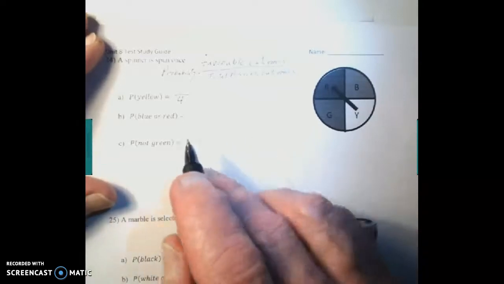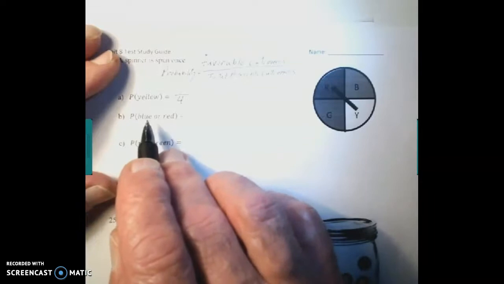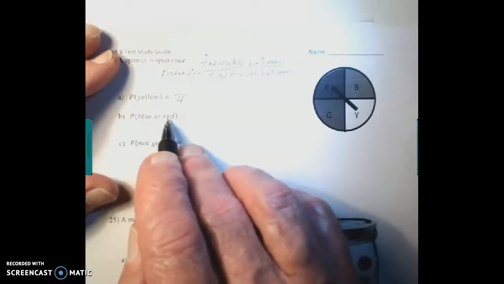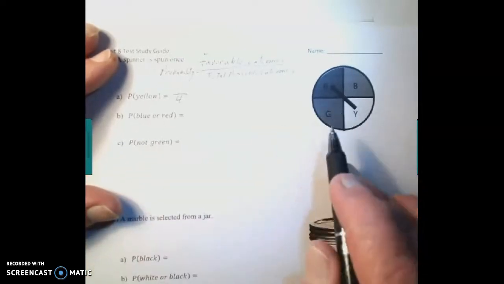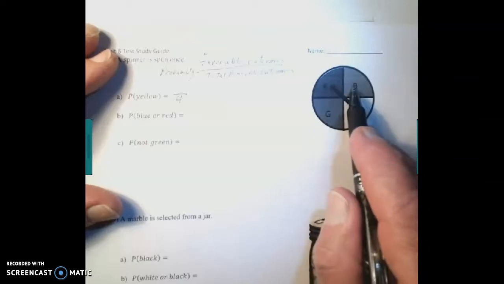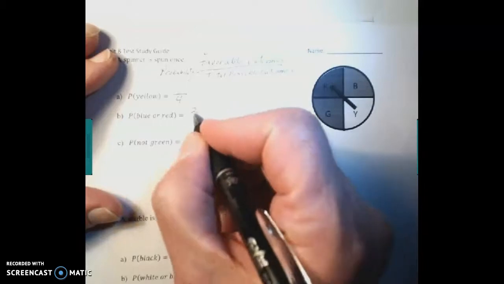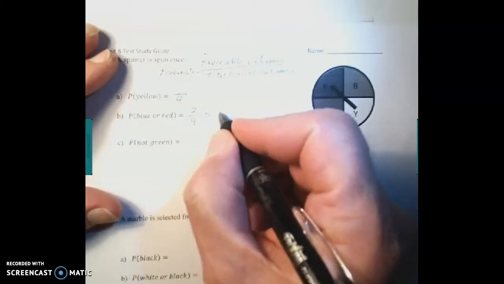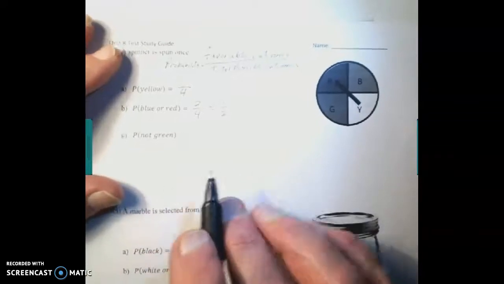outcomes. It's 1/4. The probability of blue or red, "or" means that blue is a favorable outcome or red is a favorable outcome. Both of those are favorable, so the probability of blue or red, those are 2 sections out of, again, 4 possible sections. Reduce that. That is a 1/2 probability of getting blue or red.